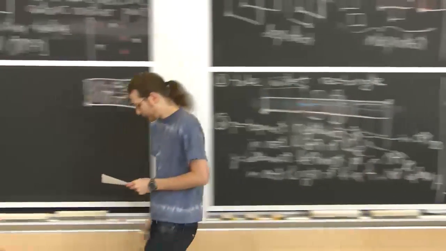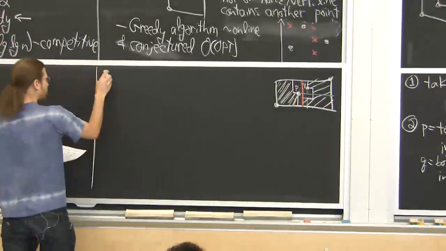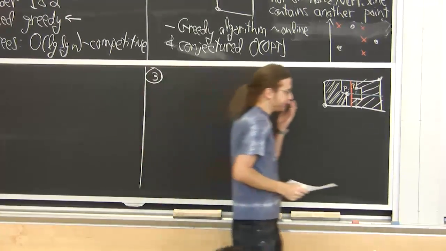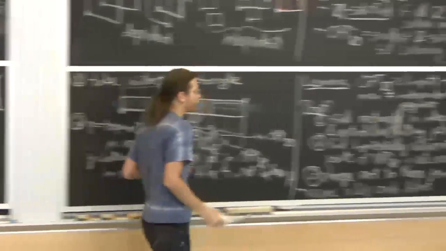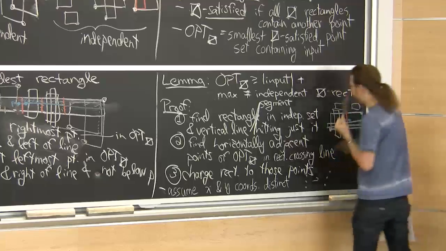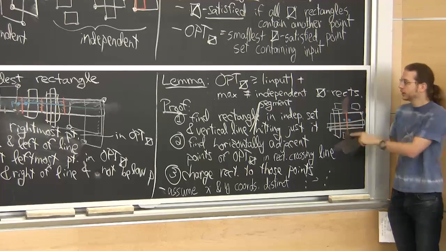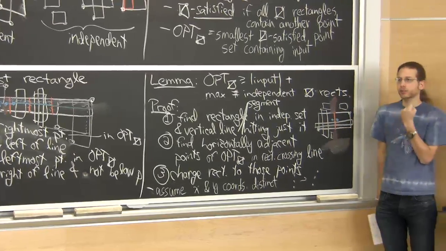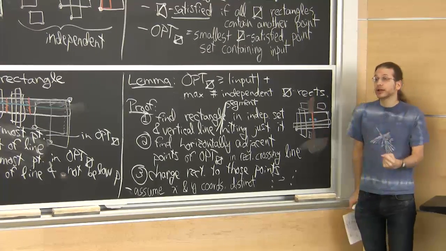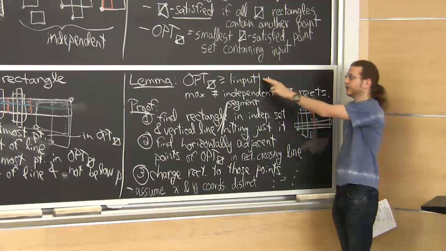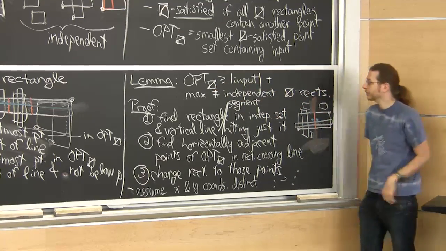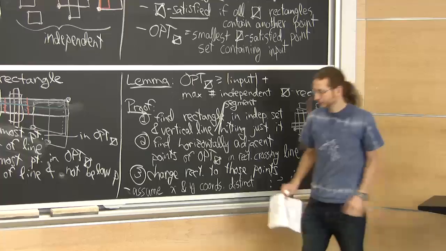Finally, we get to step 3. So the idea with step 3, now we're going to do a charging argument. We want to say, for every independent rectangle, we want to find a point that's in opt, and therefore, that was not in the original input, and therefore opt plus has to be at least the size of the input plus 1 per each of these plus rectangles.